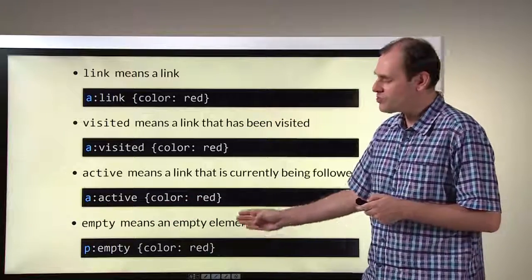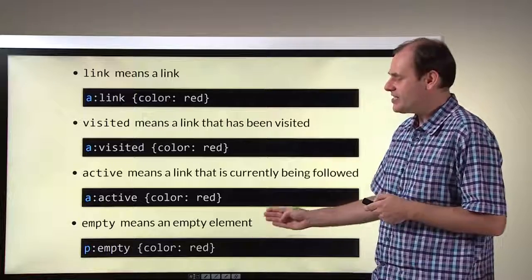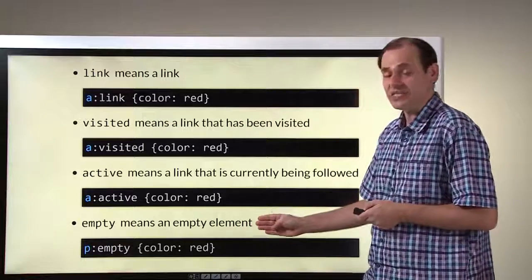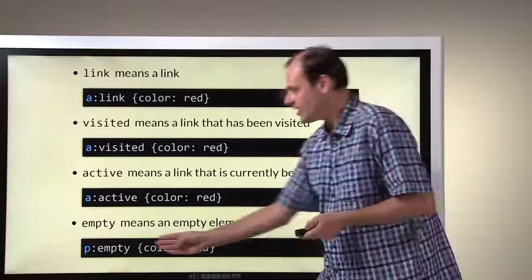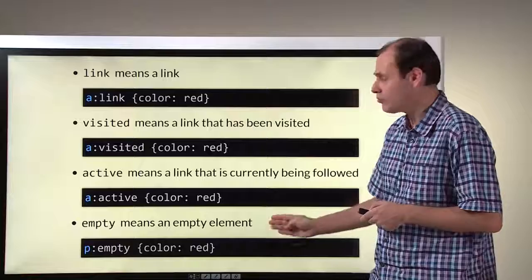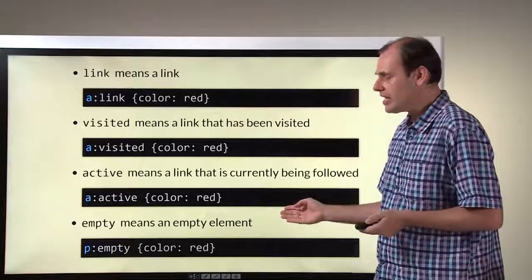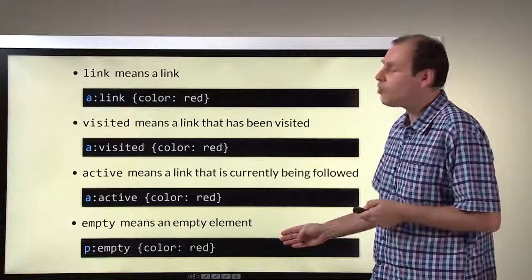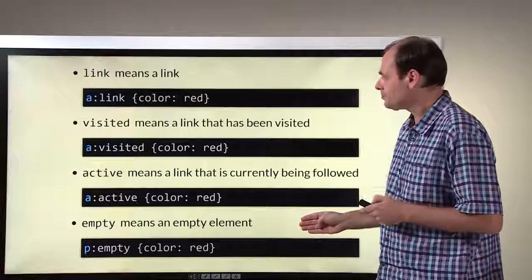What about this one? Well, this one doesn't have to be for A. This is pretty straightforward. This is any element which is empty. It has nothing inside it. All right, it could be every paragraph which is empty. It will use this style rule. So this is just 5 of them, but there's actually another 20, 30, 40, a lot more pseudo classes.